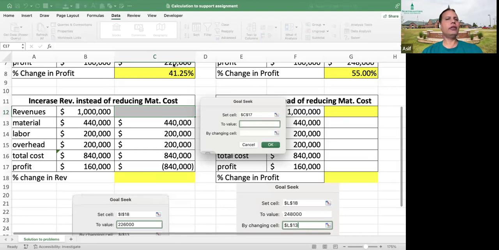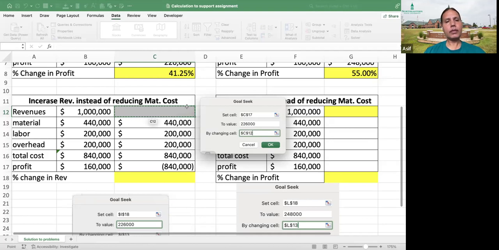So we want this value of profit, but instead of reducing material cost through a different route, that route is through revenues. In any case, we want to change this to 226,000 by changing what? By changing revenues, because this is something we have to determine, what change in revenue should be carried out to achieve this profit of 226,000. So by changing cell, I will click on this revenue or this gray cell. And that's it.